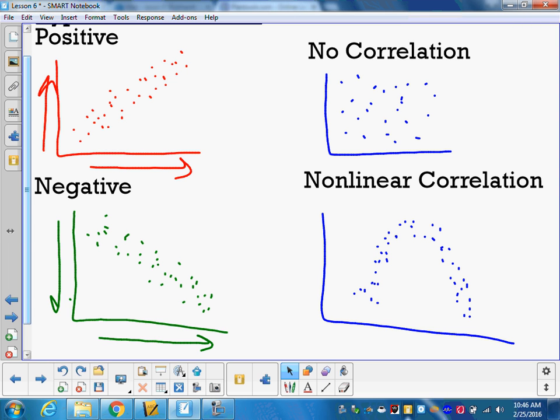So we are not really going to talk about nonlinear. It's just if there is some sort of pattern, but it's not a straight line, then it would be a nonlinear correlation. It's not no correlation. There is a relationship that exists.